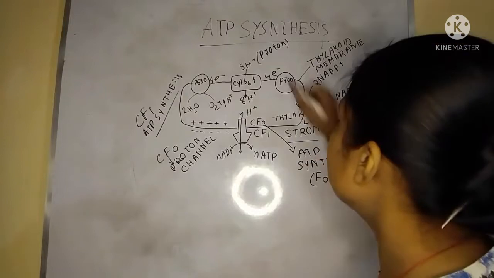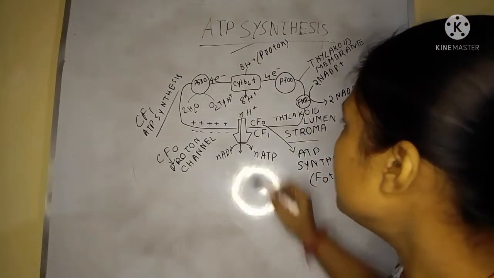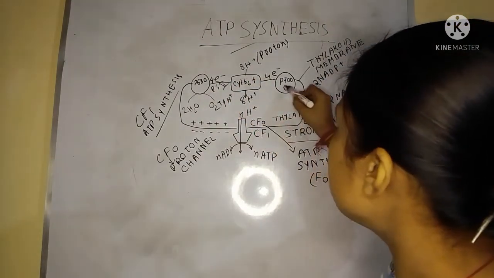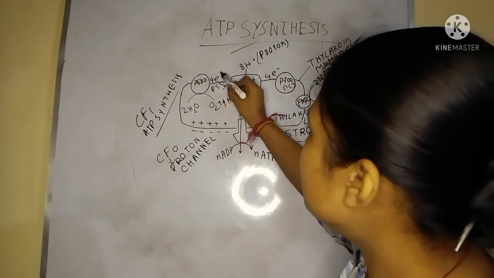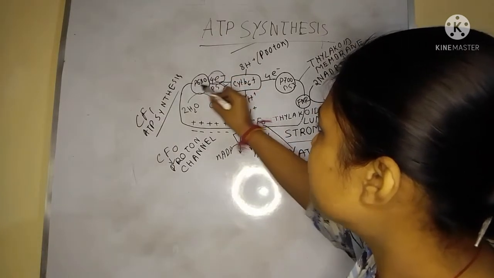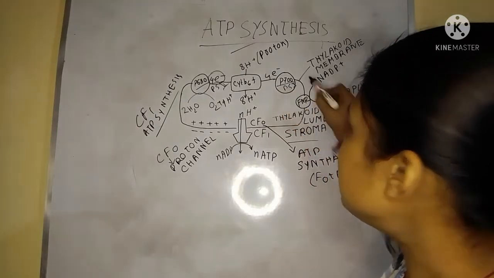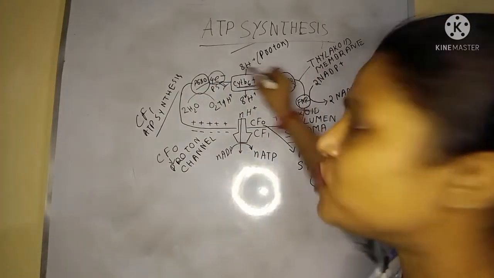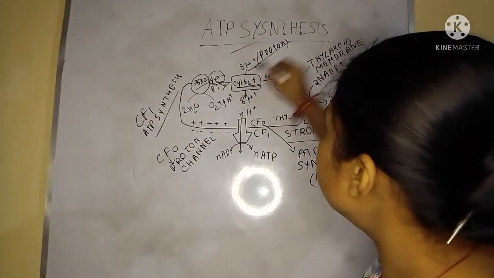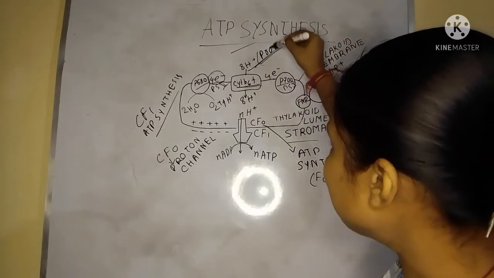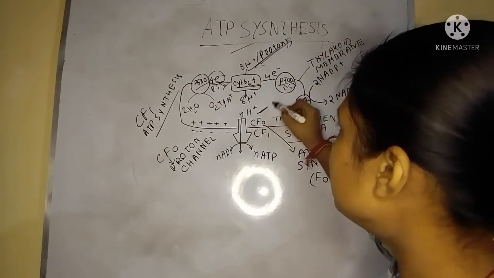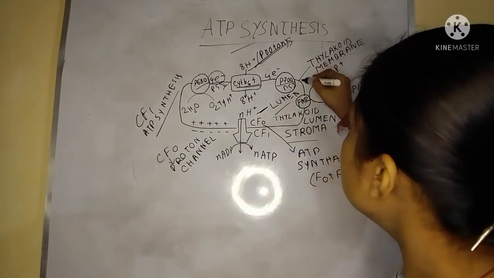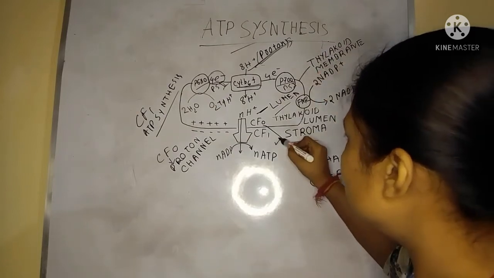Now let us see how ATP synthesis occurs. Here this is the PS2 system and this is PS1. You can see the electron transfers from P680 to P700 through cytochrome b6f. When this transfer occurs, 8 protons enter into the lumen. This is the thylakoid lumen, this is the thylakoid membrane, and this portion is the stroma.